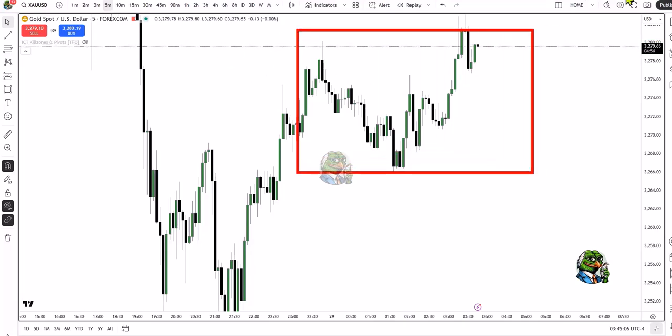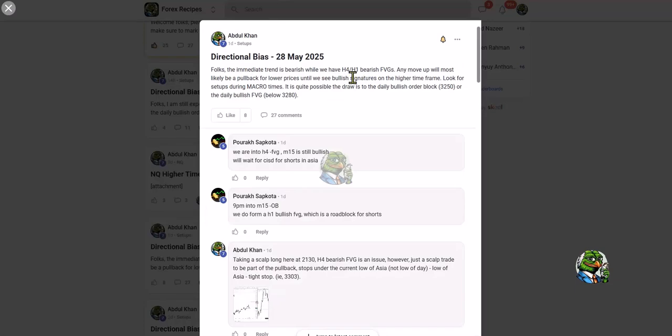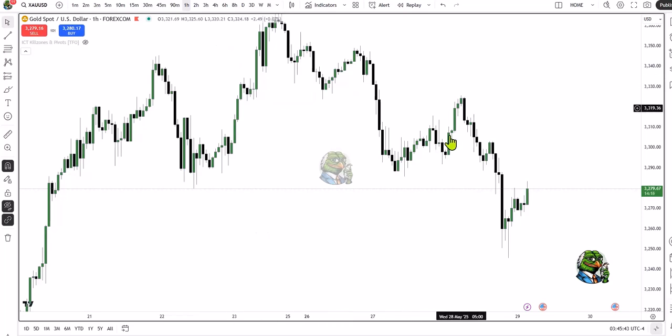Before I get into the details of how to read this price action, I want to set some context. In VIP, we were yesterday looking for lower prices. I provided a bias that we're looking for movement down to 3250. This was given to everybody inside of VIP only a day ago, yesterday, Wednesday, or at least below 3280.